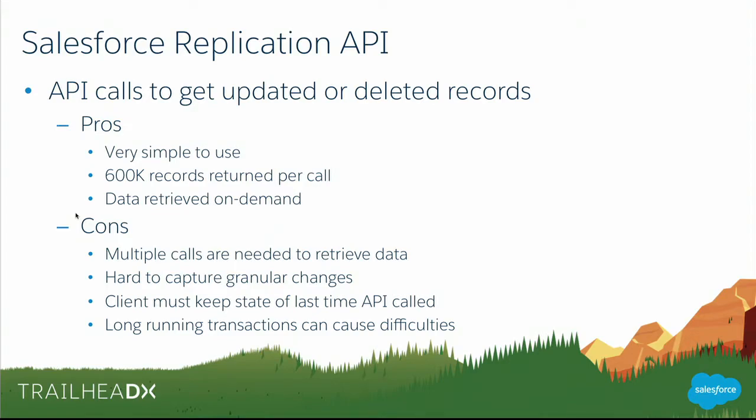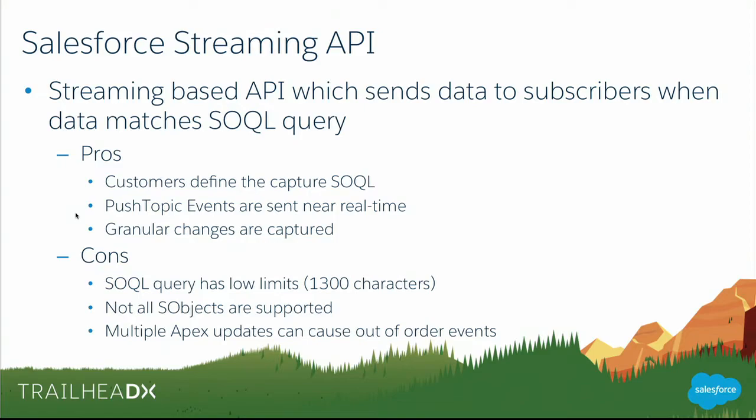It's very easy to use. It gives you back a large number of records when you request. You can get up to 600,000 records per retrieval, and it is retrieved on demand. But it starts to become a little difficult to use, just like SOQL, because you have to do multiple requests in order to get the data. You first have to get all the IDs, and then you have to query for those IDs. It's still hard to capture those granular changes, same as SOQL. You still have to keep state of the last time you ran it. And there are some issues around long-running transactions, where if a transaction takes a couple minutes to run, you can get into a weird out-of-sync mode. So it's not a perfect bulletproof solution.